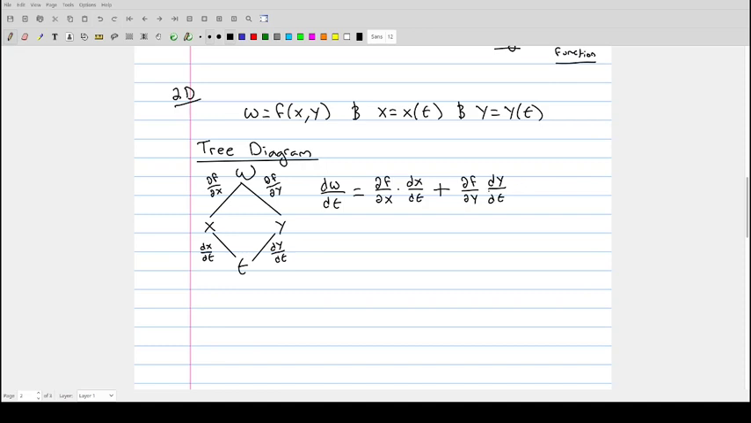Now, it's interesting to note here that this has actually a lot of geometric significance, and we'll see that if we introduce the dot product between vectors. So this expression right here is the same thing as dw dx, comma dw dy, dot product with the vector x prime, y prime.